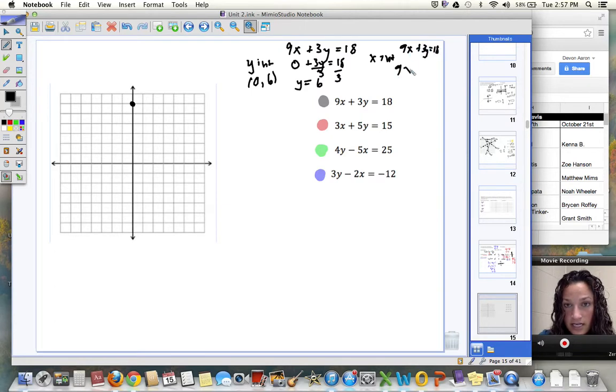So then I have 9x plus 0 equals 18. You don't even have to write plus 0 if you want. We divide by 9. My x-intercept is going to be 2. So remember, this is now going to be the point 2, 0, because my y is 0. So I go to 1, 2. I move 0.